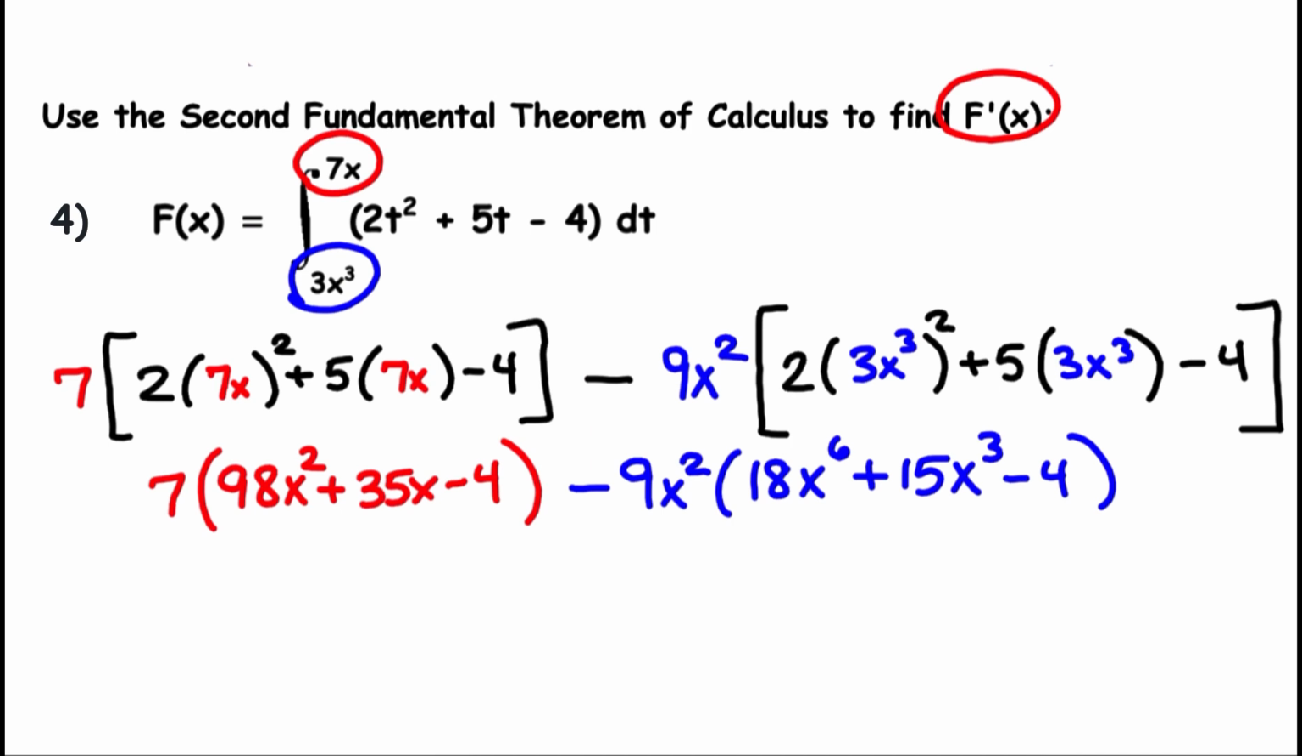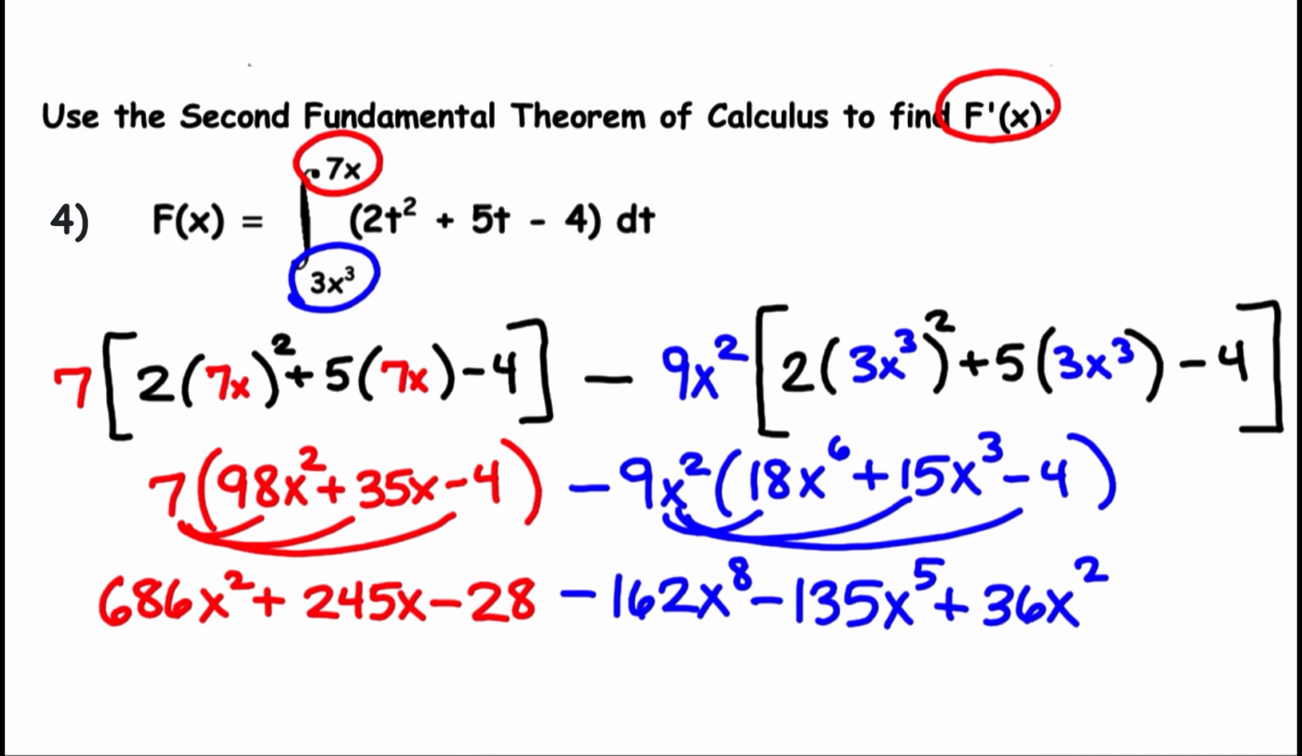All right, so I've got that. Now for some distributive property. And I'll write my final answer in descending order. I do notice that I can combine a couple like terms. There are a pair of squares. Everything else is different. So here's what I'll have.